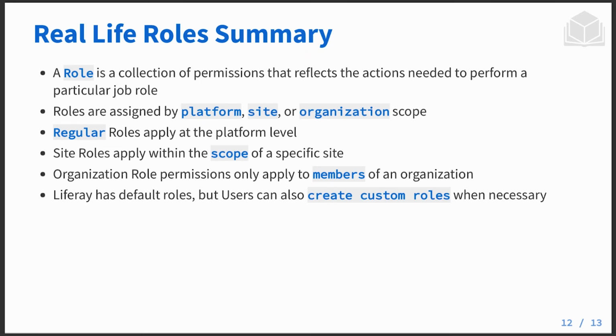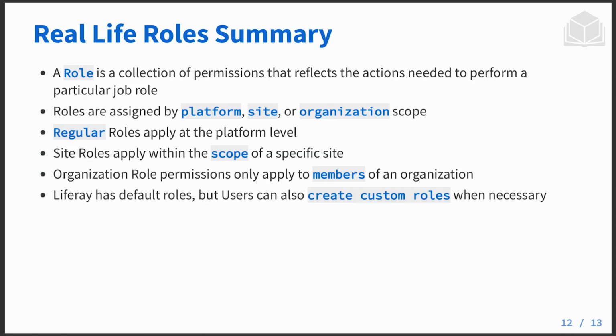Okay. So to wrap up here, a role is going to be a collection of permissions that represent an actual job function or role that you have on the platform. Okay. It's going to be scoped to either the entire platform, an organization, or a site. So that allows you to be more specific about what you can do and where. Okay. Regular roles are going to be the roles that apply everywhere. Organization and site roles, of course, will be for selected organization or sites. Okay. And as we'll see here shortly, you can also create custom roles in that roles menu for any of these scopes.